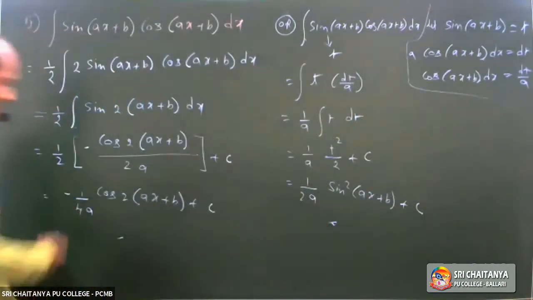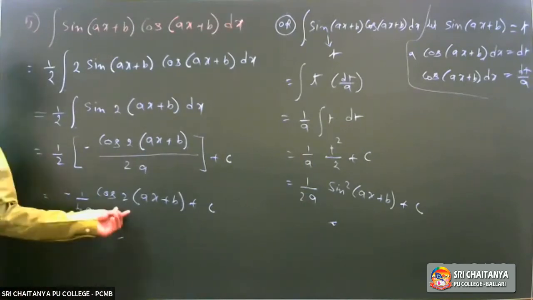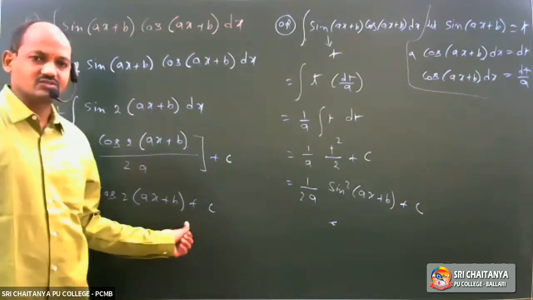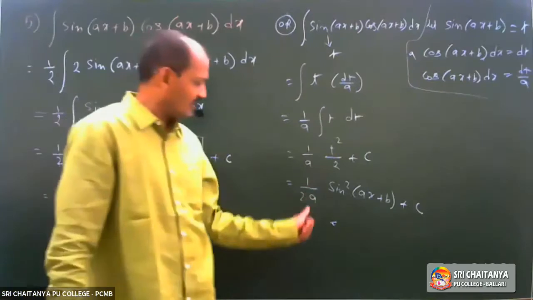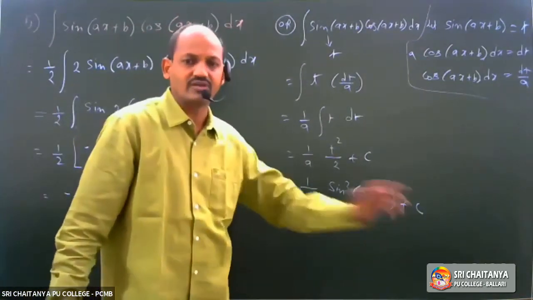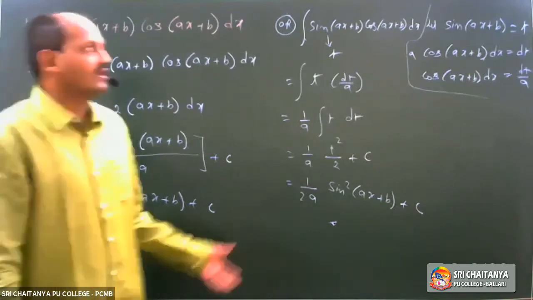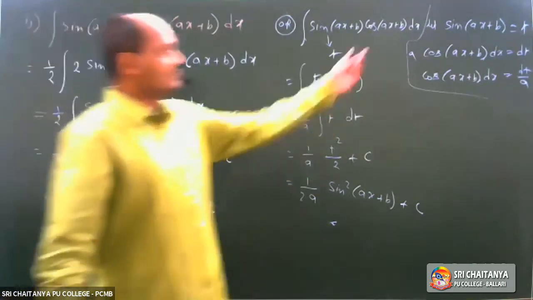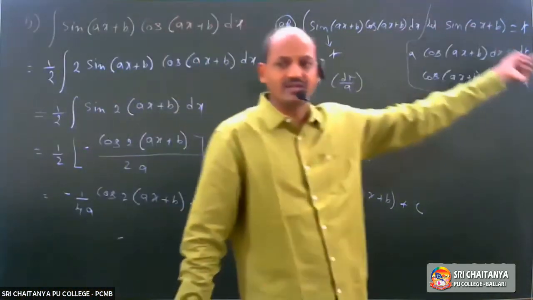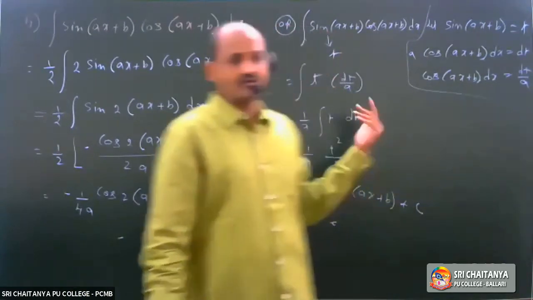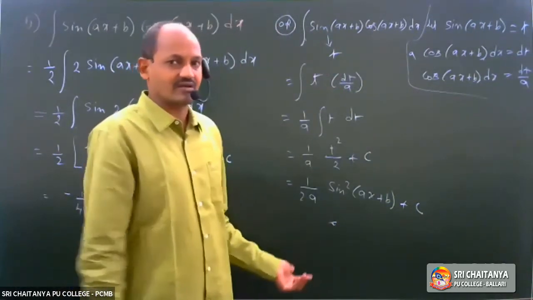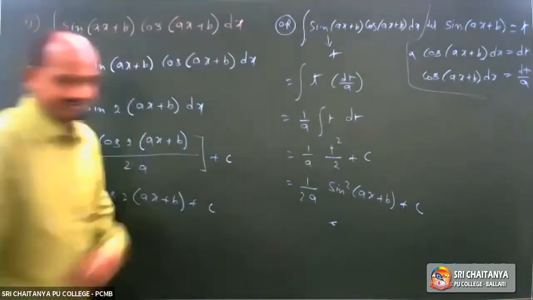The first answer is minus 1 by 4a cos of 2ax plus 2b. The second is 1 by 2a sin square of ax plus b. Okay? Both are correct. In case cos of ax plus b is considered t, we get another different answer. All are correct. Okay? Right.